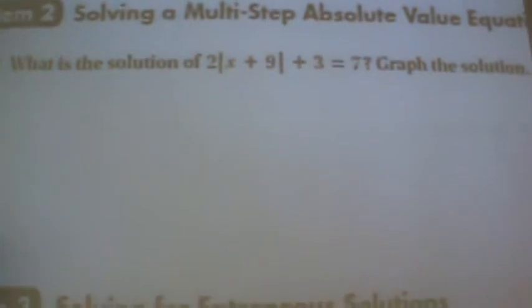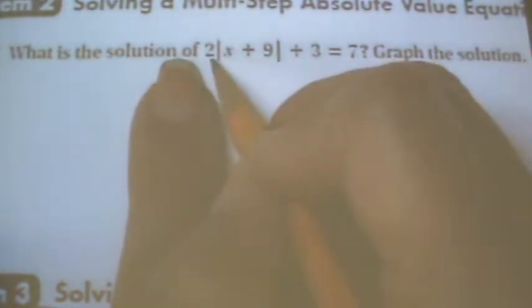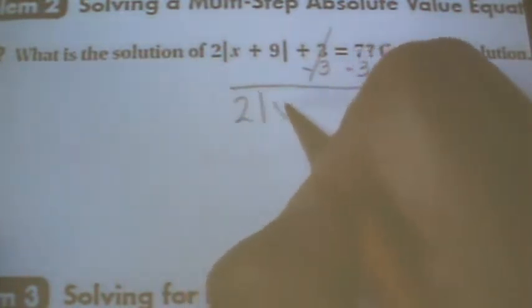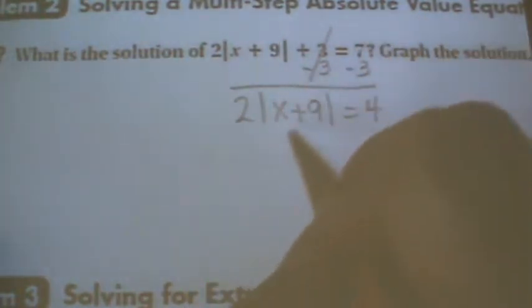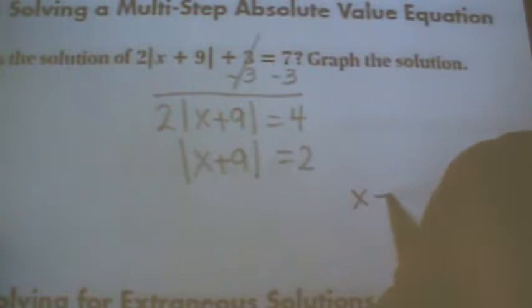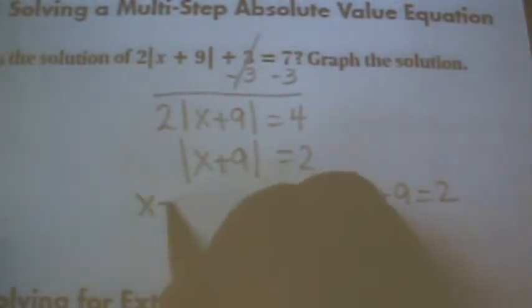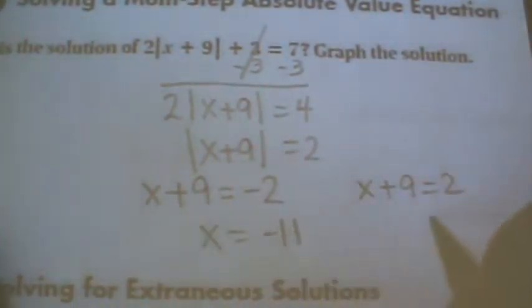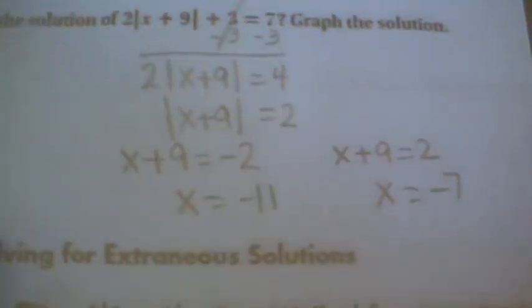Okay, what do you do for this type of problem? You want to get the absolute value by itself first. So I have a 2 here and a 3. Can I distribute? No. Can I say 2x plus 18? No. What should I first do? Subtract 3, and what else? Divide by 2, and then what? Then you break it up into 2 problems: x plus 9 equals 2, and x plus 9 equals negative 2. Subtract 9, and those are your 2 answers.